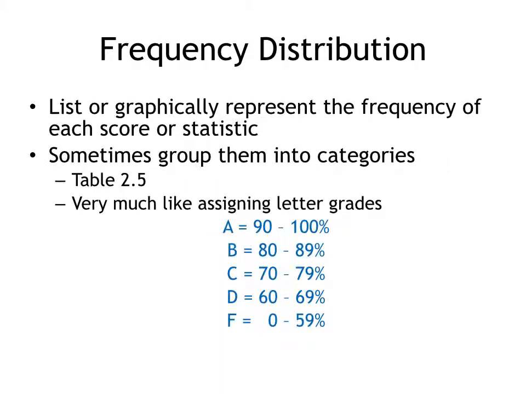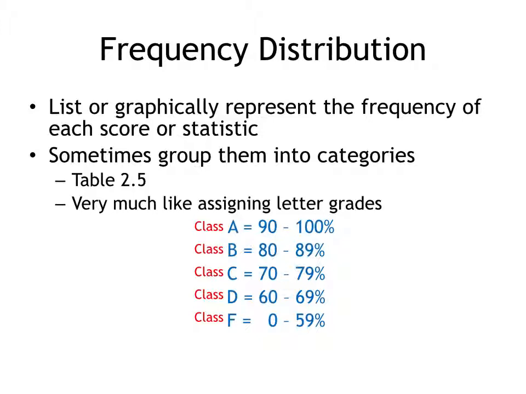You will remember that the frequency of each score or statistic or instance can be represented in a table or graphically. Sometimes we want to group the results into categories, and this is very much like assigning letter grades. When you all get A's in this class, your scores are going to fall between 90% and 100% of the grade in the class. So we group that together and we give it a value of A. We call that an A, and we give it a grade point value. Look at table 2.5 in your textbook. It is really a good one.